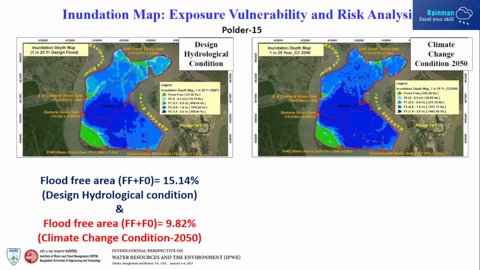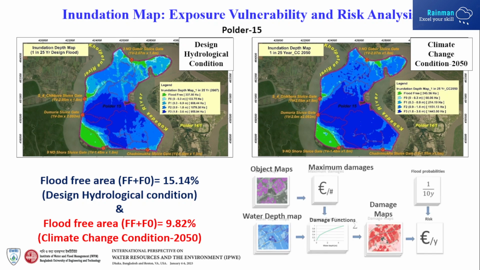So now the exposure, vulnerability and risk analysis. For Polder 15, the inundation free area is 15%, and in the design and climate change condition, the flood free area is 9.82%. The area is reducing because of climate change. And using this inundation map, the damage assessment can be done by FIAT. This is another technology. I'm not going into this.